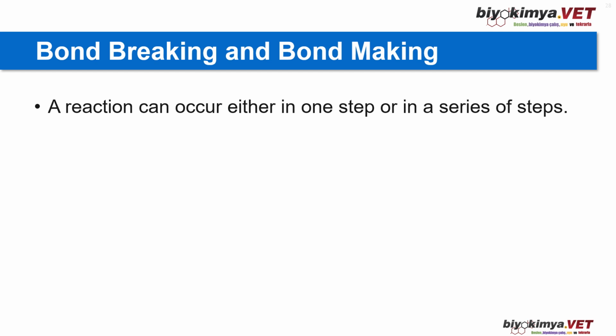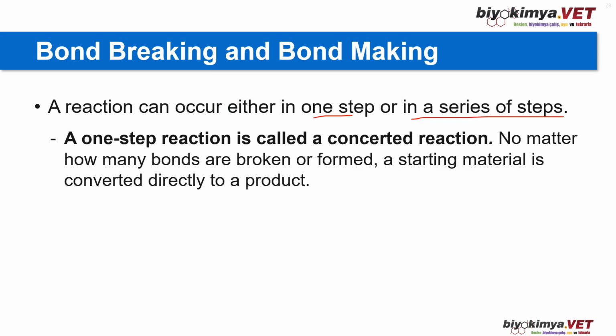A reaction can occur either in one step or in a series of steps. A one-step reaction is called a concerted reaction. No matter how many bonds are broken or formed, a starting material is converted directly to a product. An example is, consider we have a starting material A directly converted to product B. This is a concerted reaction, a one-step reaction.